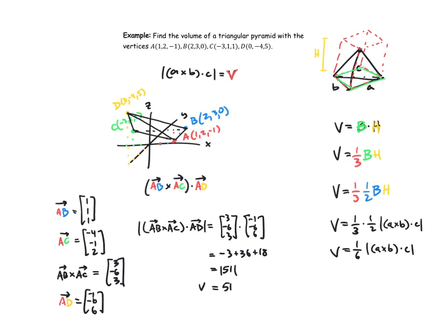Now I want 1/6 of that, so the volume of this particular triangular pyramid would be 51 times 1/6, which comes out to be 17 halves, or 8.5 units cubed.